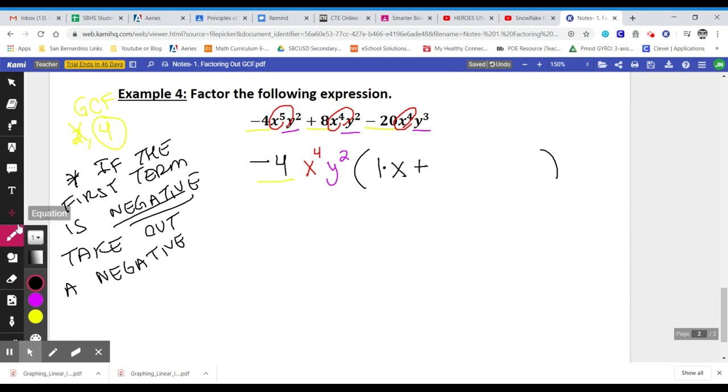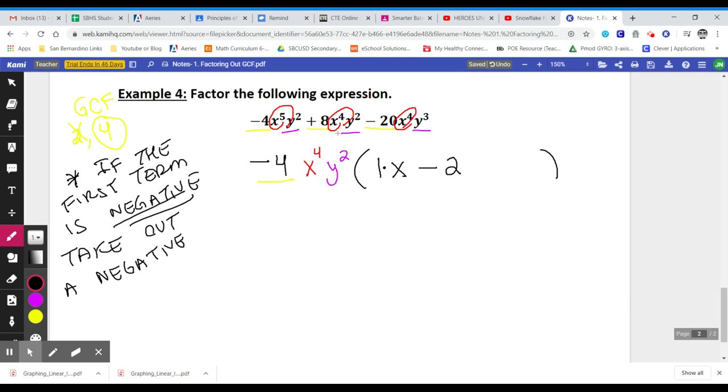Actually, that was a mistake. Since we took out a negative outside, be careful with your signs. Let me look for the eraser now. Since we took out a negative, be careful with your signs, because 4 times 2 is equal to 8, right? But we want to put the negative in front of the 2, because a negative times a negative has to equal a positive, because our original expression was positive 8. So be careful when you do take out a negative. Yes, you do have to take it out, but when you do, be careful with your signs, because they have to match up to the original problem.